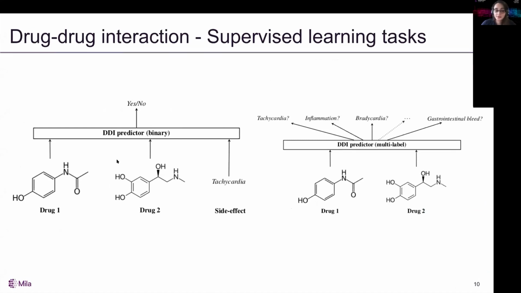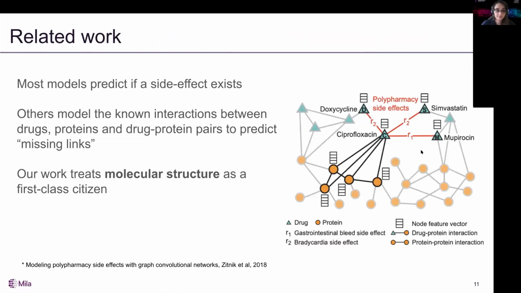So by looking at two drugs, drug 1 and drug 2 here, and a side effect, so tachycardia, we can say, will the side effect happen or not? And the other alternative is to try to predict all the labels at the same time. So for a pair of drugs, which side effects can happen? So that's basically the multi-label setup.